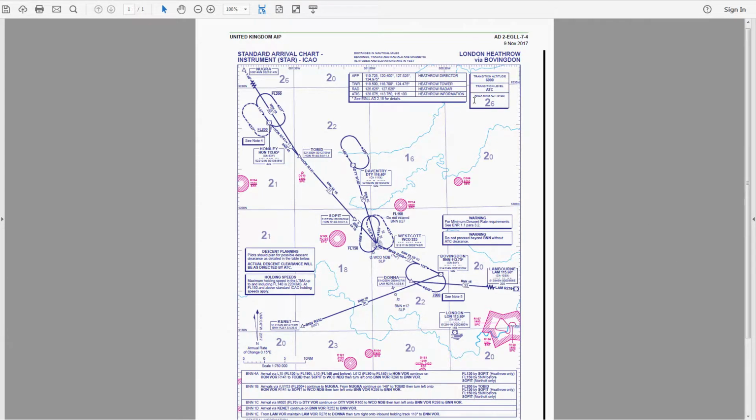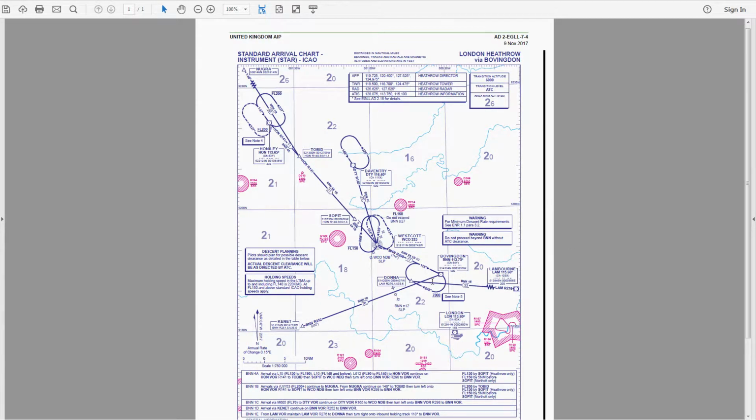Last time out we learnt about STARs, standard arrival charts, or standard arrival route as a STAR actually means. The one we looked at was London Heathrow via the Bovingdon approach. So there's Bovingdon right there, and the one we were following along was the Bovingdon 4 Alpha, as we pretended that we took off from Manchester Airport, and then from Manchester Airport we brought ourselves down to the Honolulu VOR to begin this approach.